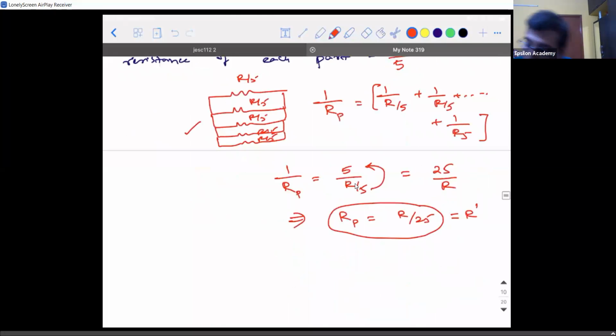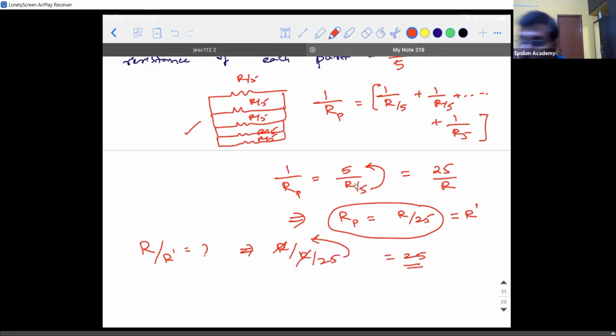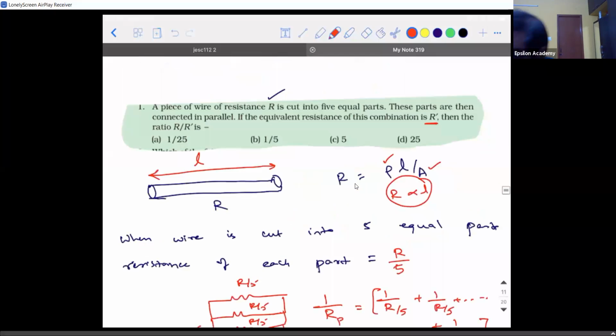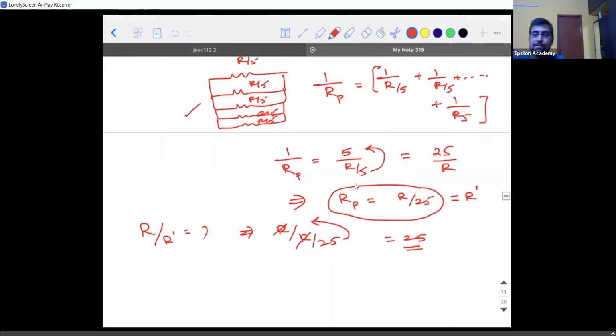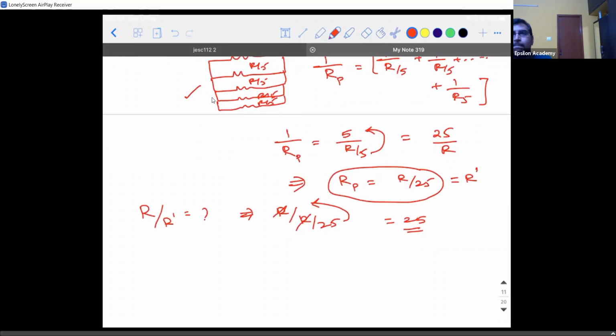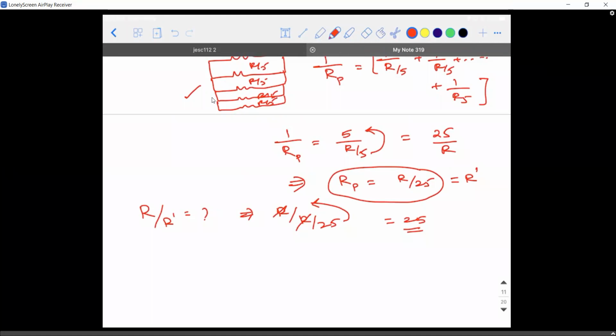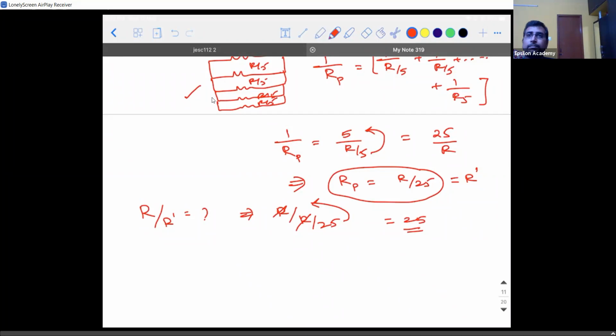Now what are they expecting? R divided by R dash is how much? R is R only. R dash is R divided by 25. R and R will get cancelled, 25 will go to the numerator. Answer is 25, so the answer will be 25:1. Did you understand? Yes, sir. Very good. Shall I move on to the next problem? Yes, sir.